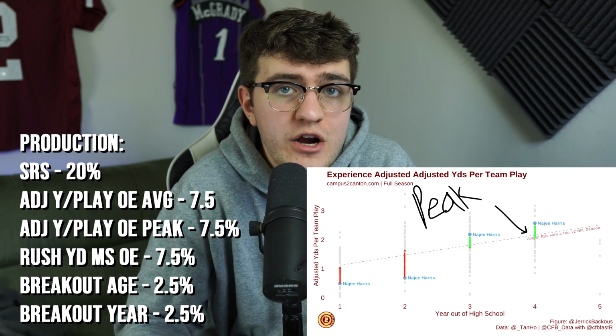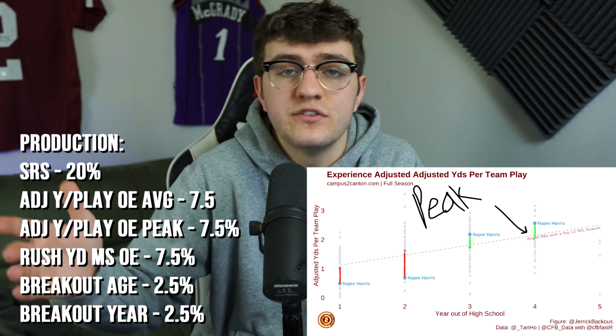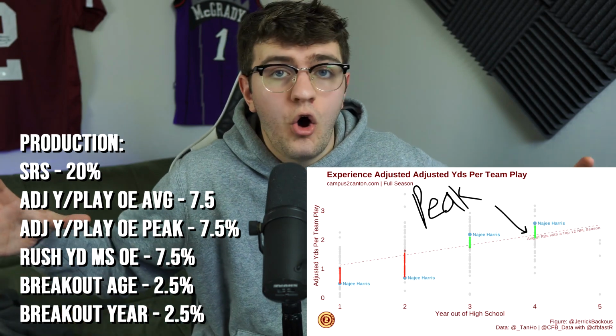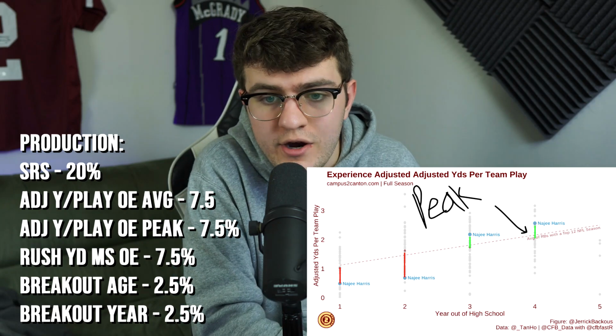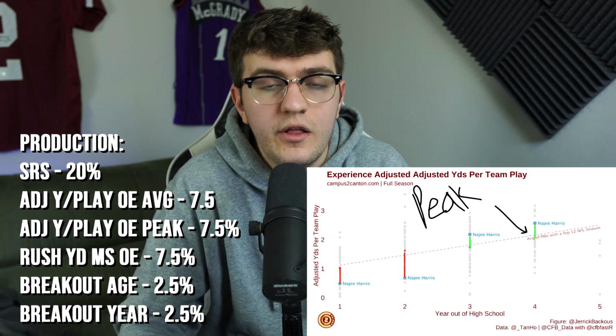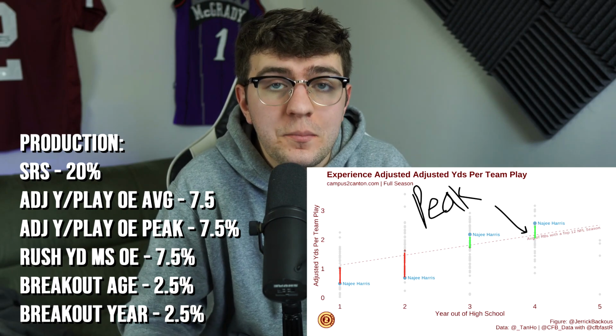And using Najee Harris as an example here, you can see that he has the red lines in the first 2 years and the green lines in the last 2 years. We take all of those together, we average them together, and that gives us our average adjusted yards per play over expectation. Then we have our adjusted yards per play peak over expectation.